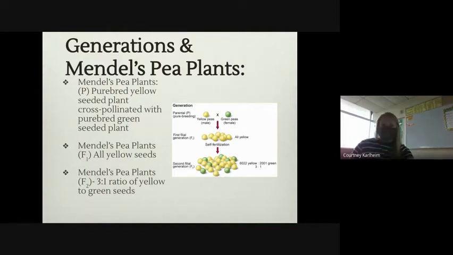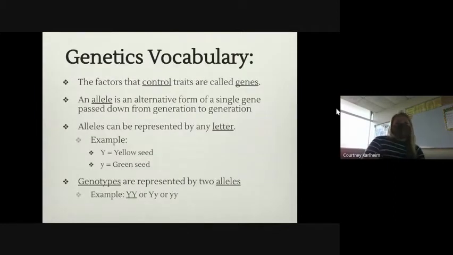some green. All right, so just some vocabulary that you're going to need to know or be familiar with that I'll say, and then if this ever assigns, you'll be able to write it down. But the factors that control your traits are your genes. We kind of already talked about that. Genes are on chromosomes. An allele is an alternative form of a single gene passed down from generation to generation. So it's just one of the types of the genes.